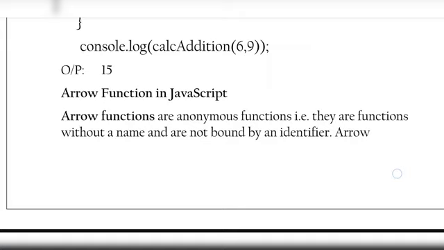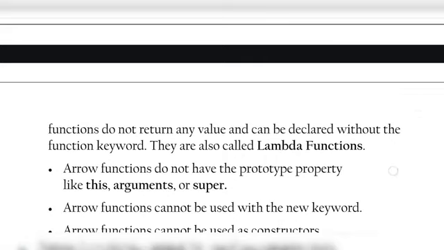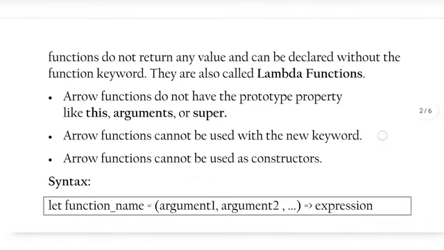Arrow functions in JavaScript. Arrow functions are anonymous functions, that is, functions without a name and not bound to an identifier. Arrow functions can be declared without the function keyword. They are also called lambda functions. Arrow functions do not have their own bindings like this, arguments or super. Arrow functions cannot be used with the new keyword. Arrow functions cannot be used as constructors.